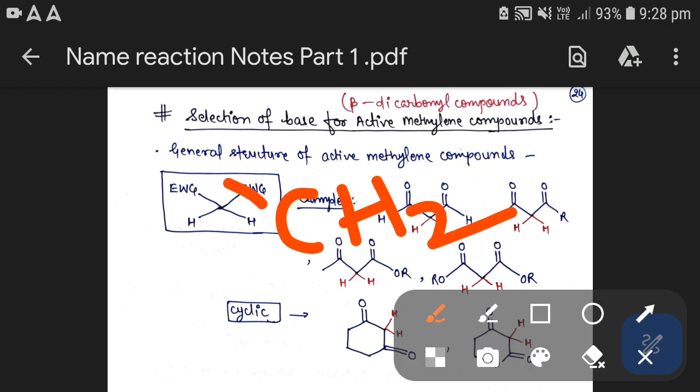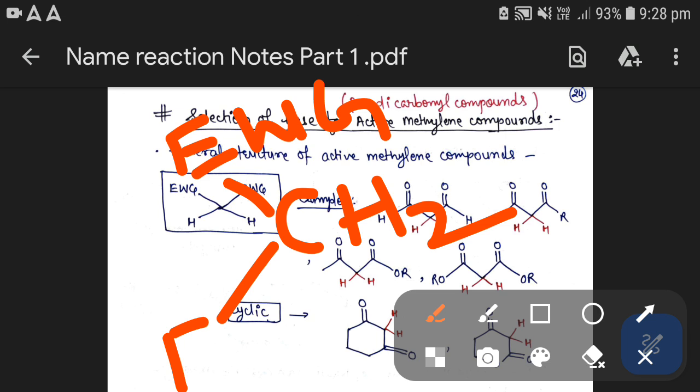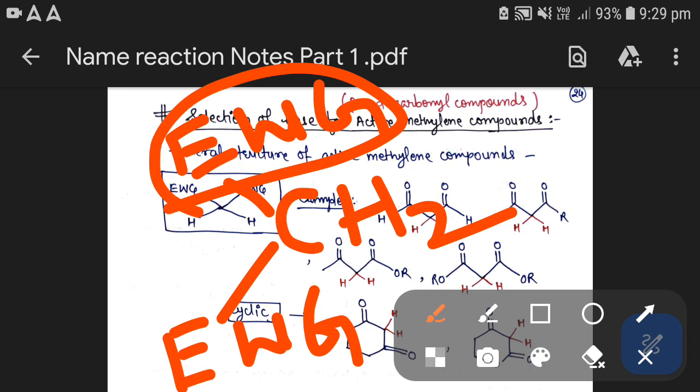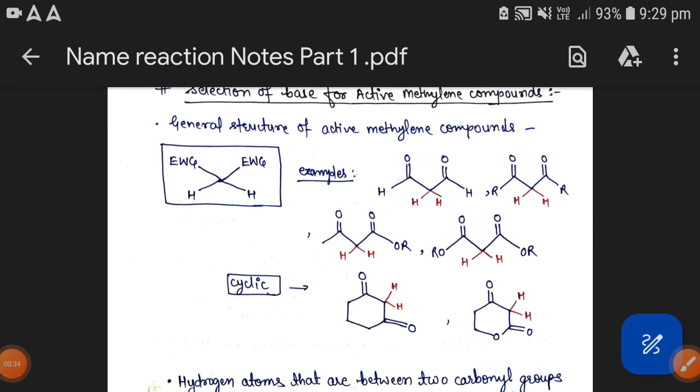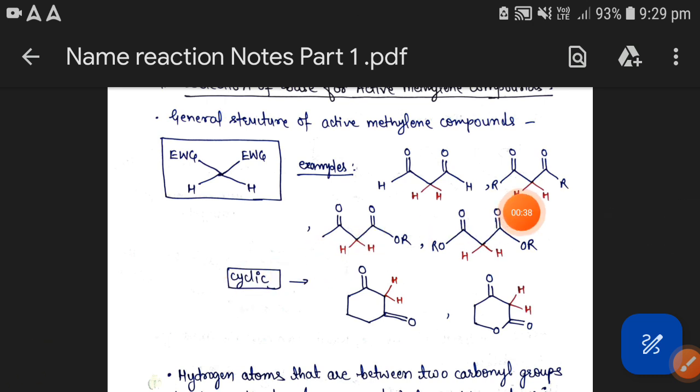This is the methylene group. And if there is an electron withdrawing group attached to this group, it is called an active methylene compound. Basically, examples of the electron withdrawing group are CHO or COCH3. Here there are 4 examples. These are active methylene groups, and the cyclic structures this and this.